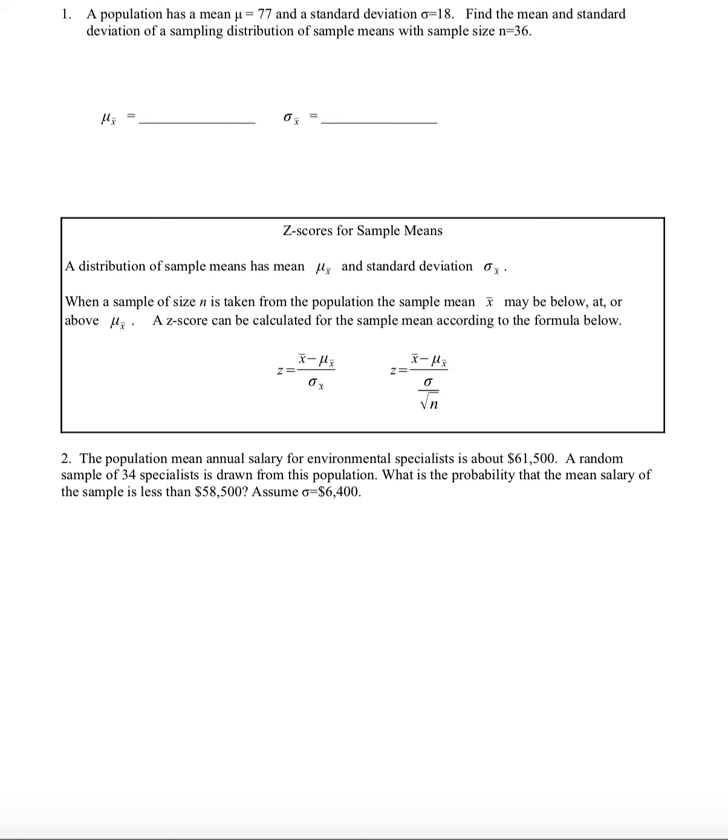Let's say a population has a mean mu equals 77 and a standard deviation of sigma equals 18. Find the mean and standard deviation of a sampling distribution of sample means with a size n equals 36.